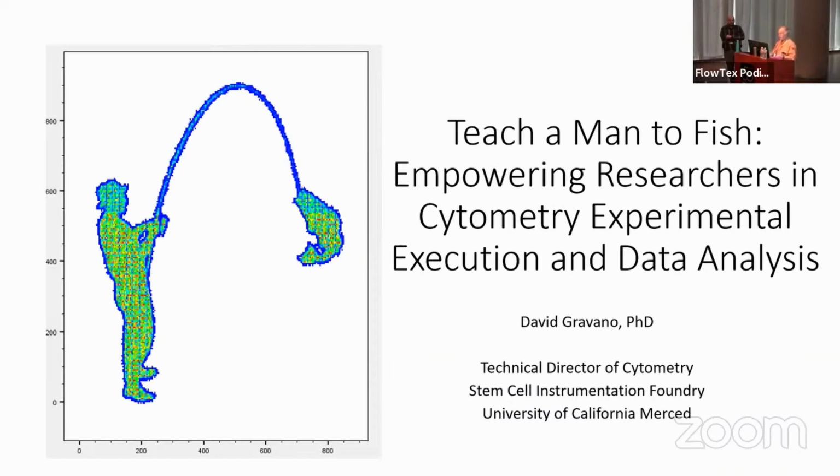What he's going to talk about here is teaching a man to fish, empowering researchers in cytometry, experimental execution, and data analysis. He and Laura presented this at Cyto 2022, and it was a very well populated workshop. We're not going to run this as a workshop here, so I asked him to distill this down to a talk, and it will take in things from Tuesday about high dimensional data, and also segue from yesterday's talk about cores and SRLs and how they have to keep things going. So with that, let's welcome David to the podium.